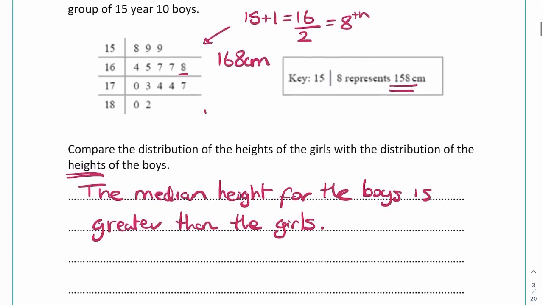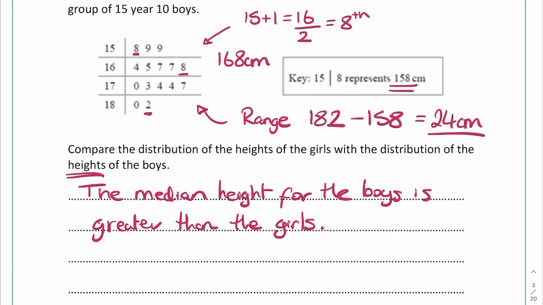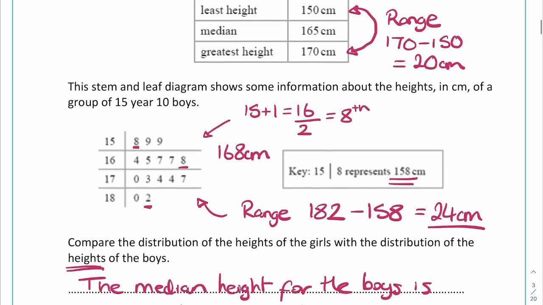To work out the range from the stem and leaf, I just need to be careful, obviously, as we read from the key properly. We've got 182 here as our largest, so 182 minus 158, make sure we get that correct, that's 24. So there we go, 24 centimetres. So the range for the girls is 20 centimetres and the range for the boys is 24 centimetres.